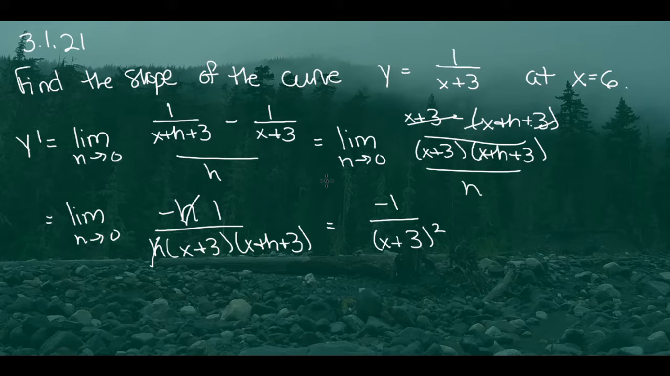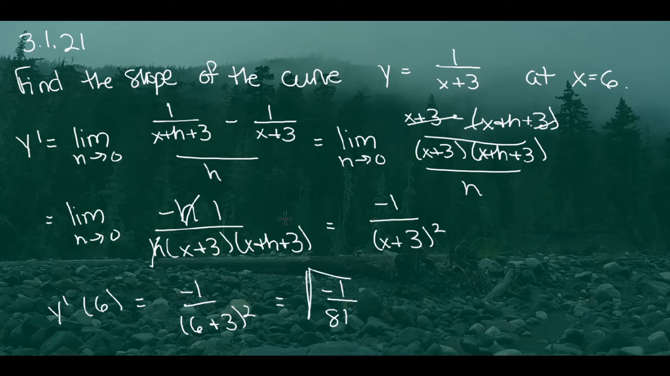That's my derivative function. So finding the slope at x equals 6, I just need to plug in 6 into this derivative function, right? So I just evaluate this at x equals 6 and check what that looks like. Well, it's negative 1 divided by, I plug in 6, so 6 plus 3 squared. That's negative 1 over 9 squared, which is 81. So that is the slope of my curve, y equals 1 over x plus 3, at x equals 6.